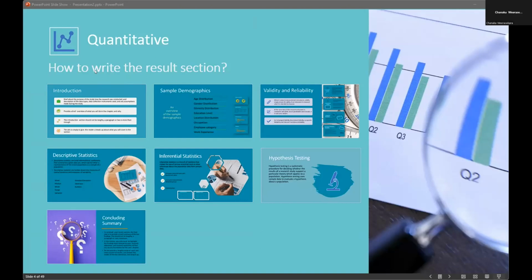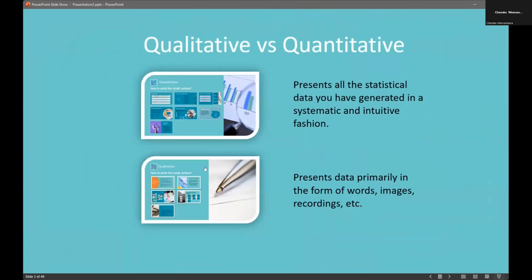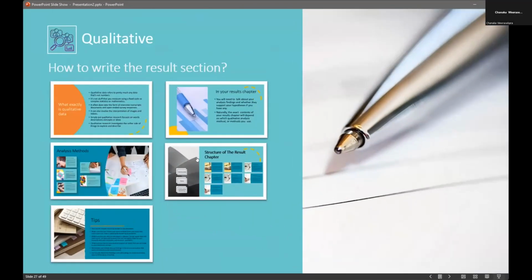Is there anyone who's doing qualitative research? Nobody's doing it. But anyway, let me skip through it. Right. So if you are doing a qualitative research, these are the things that I have structured for you.